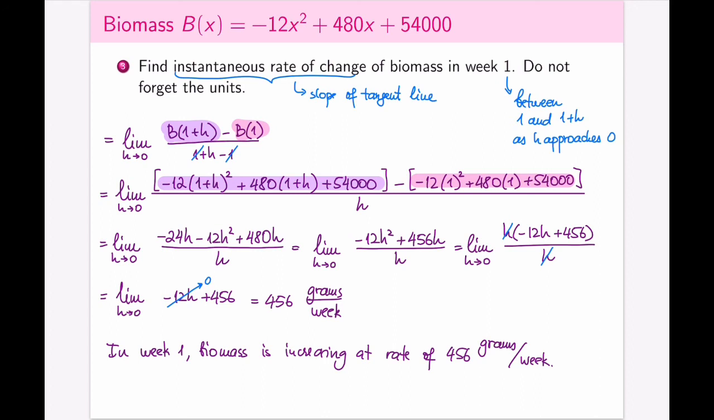Okay, a lot of calculations, but this is getting to the instantaneous rate of change from the average rate of change in the most direct way possible.